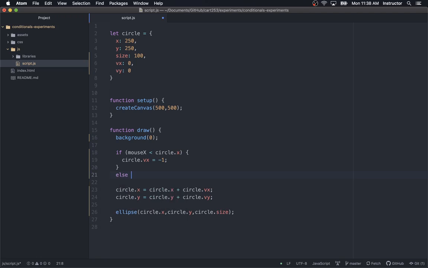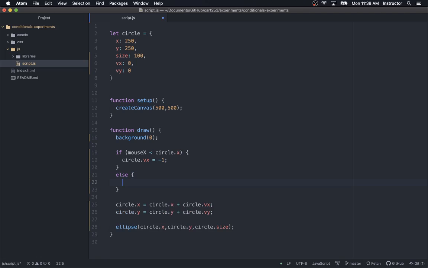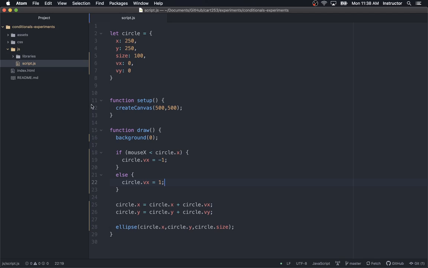Else. The else here would be that the mouse X is greater than or equal to the circle X, right? That would mean that it was to the right of the circle, and so we could give it a positive velocity. So if it's to the left, it goes negative, which means it moves left, and if the mouse is to the right, then it becomes positive and it moves to the right. My mouse is on the right side here, so the circle is moving to the right, but if I move it to the left, the circle follows, and it's following very nicely. Very attentive. Okay, and then it stopped.